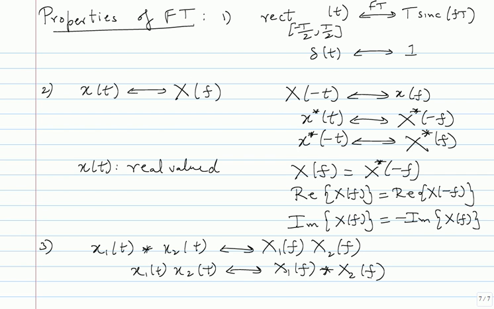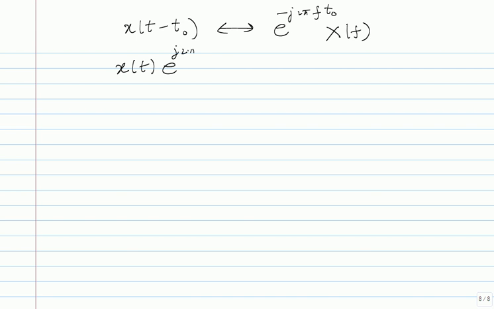Okay. And then the next properties which will be useful are delay and multiplication by exponential. These are very useful for us. If you delay a time domain signal by t naught, you would get a multiplication by e to the power minus j 2 pi f t naught in the frequency domain. What's more important to us is this one: x of t e power j 2 pi f naught t will be, I'm sorry, f naught t, X of f minus f naught.